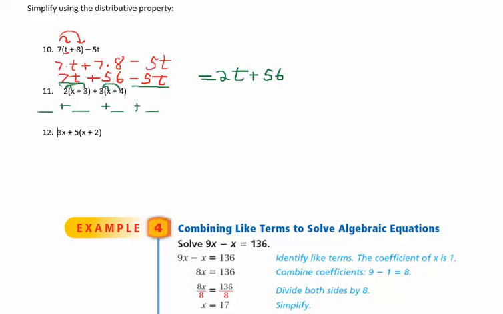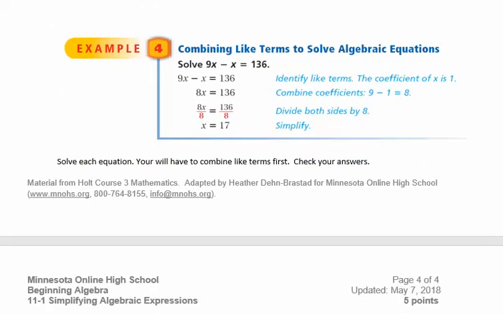All right, let's move on to the next part. This is the new information: combining like terms to solve algebraic equations. Sometimes one side of the equation, or sometimes both, can be simplified before we solve it. So in this problem, we have 9x minus x. I'm going to put a 1 there. We do not add 1x to both sides. We're not going to right away look for how to undo, because x is the variable and it appears more than once, x and x.